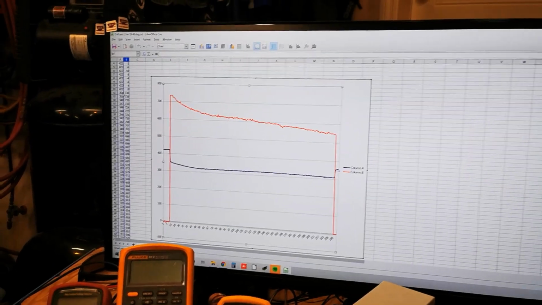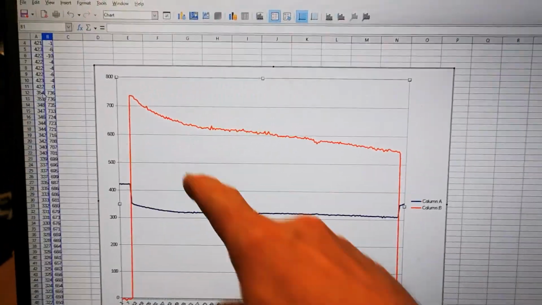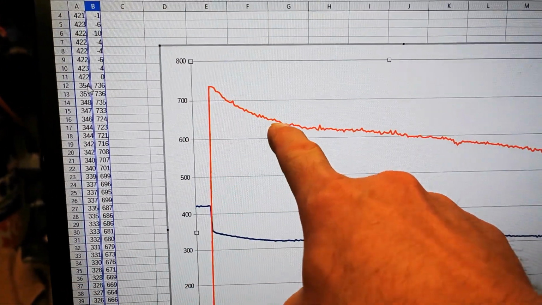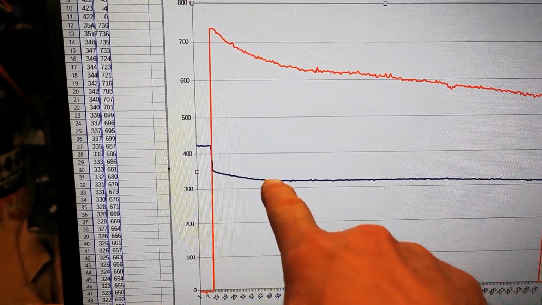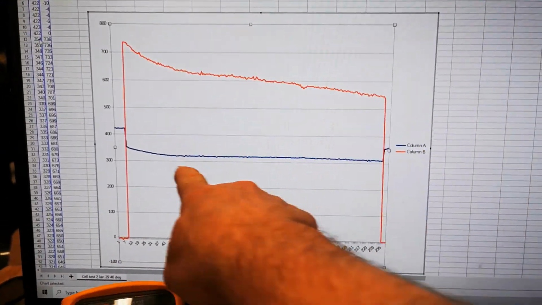All right, just to wrap things up, my last test went pretty well. You can see it peaked at 736 amps here at the start. It fell a little bit quicker at the start. You can see the voltage fell a bit and then it kind of leveled off. At the same time, the current kept going down, but the voltage is staying flat.